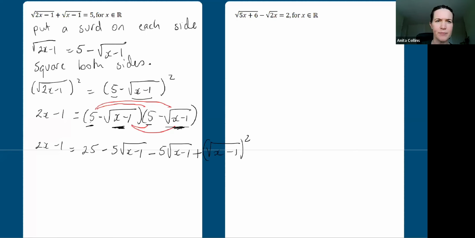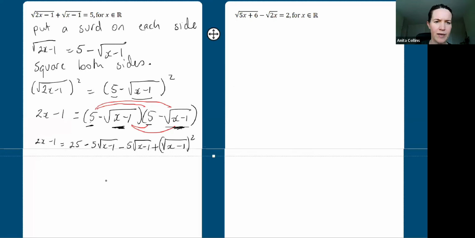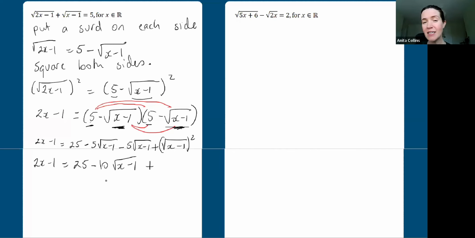Okay, let's do a little bit of work on that. The left side is fine as it is, nothing to be done there. Minus 5 root x minus 1 minus 5 root x minus 1. It's like minus 5 things minus another 5 things is going to be minus 10 of those things. So minus 10 root x minus 1 plus. Now we've already seen how when you square a square root, it cancels. So that square root is going to go away, leaving us with plus x minus 1.